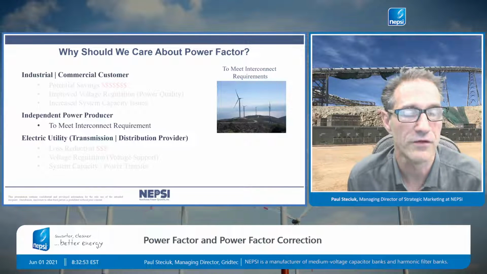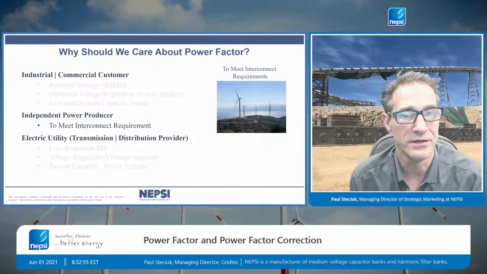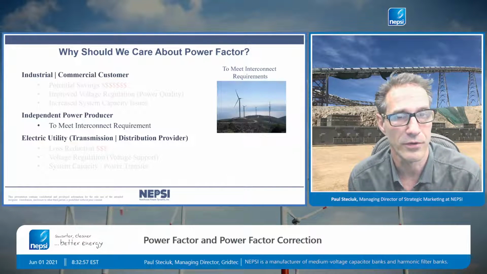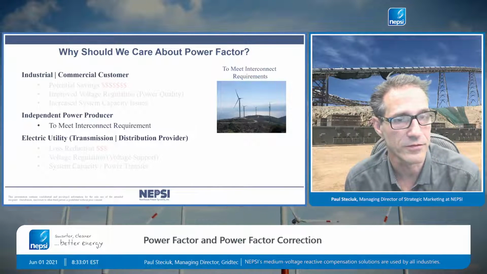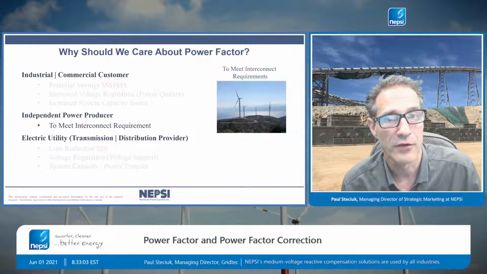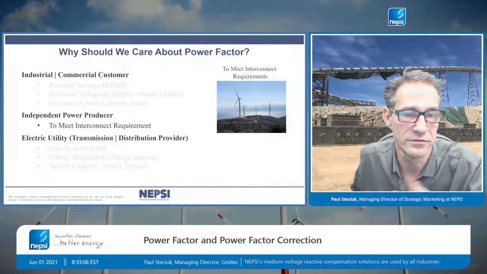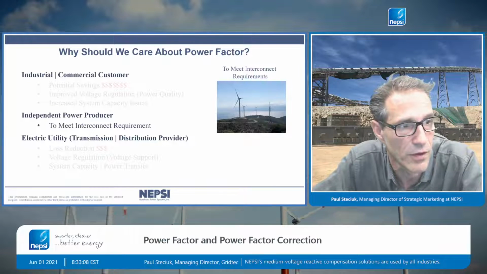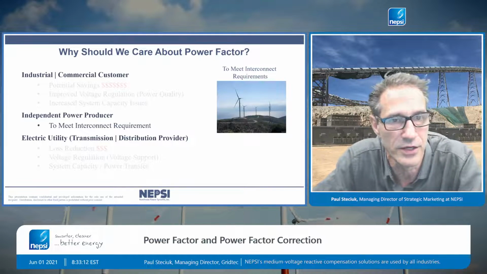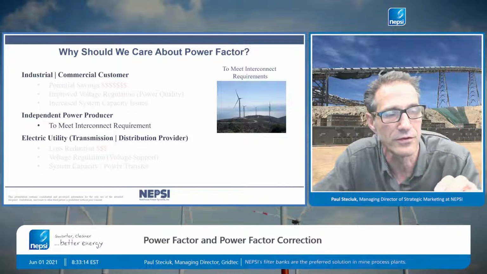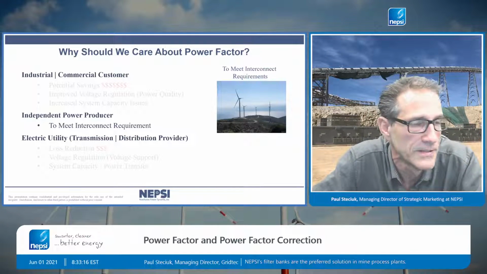Oftentimes a power factor of 0.85 lead is required so that they can supply the necessary reactive power requirements of the system. Reactive power is often associated with voltage. If I can supply reactive power at a location, I can push up the voltage at that location, because VAR flow through inductance creates a voltage rise.